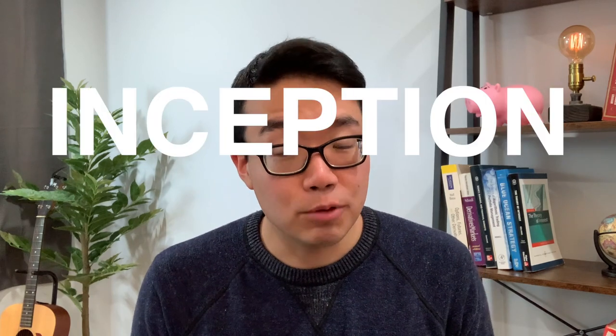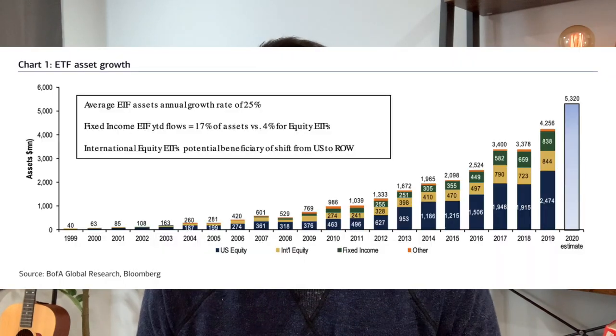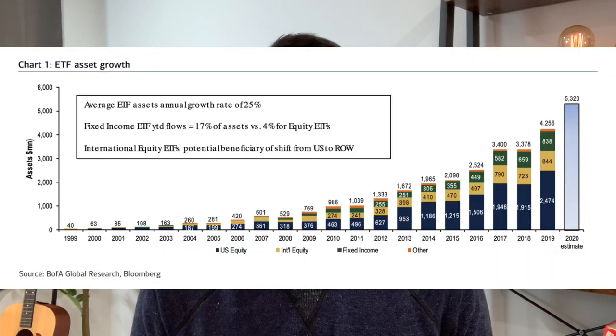The third requirement I was looking for was the inception date, as in when did the fund actually get started. This is really important because the older the fund, the more established it is and the more it's proven that it can withstand whatever the economy throws at it. But realistically speaking, if you look at the growth of ETFs since 1999, they're a pretty recent phenomenon and many of them didn't even exist a decade ago.